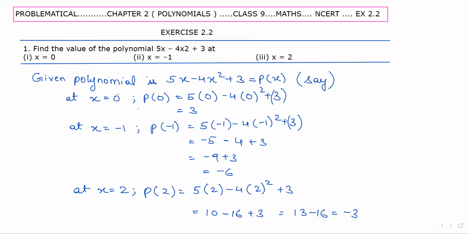So the answer of P of 0, let's write it in a box. P of 0 is 3. P of minus 1 is minus 6. This is equals to P of 2. Put them into the box.